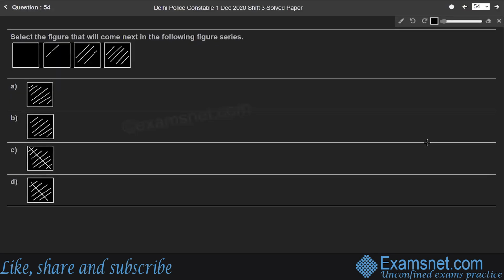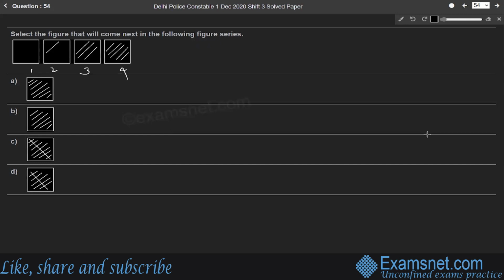Question 54. Select the figure that will come next in the following figure series. The series is like this: first figure, second figure, third figure, fourth figure. So what is the fifth figure? Here, look at the number of tilted lines. In the second figure it is 1, in the third it is 3, in the fourth figure it is 5. So the number of tilted lines is increasing in the pattern 1, 3, 5, 7, the set of odd natural numbers. Therefore, in the fifth figure the number of tilted lines has to be 7. Therefore, option A is the right answer.